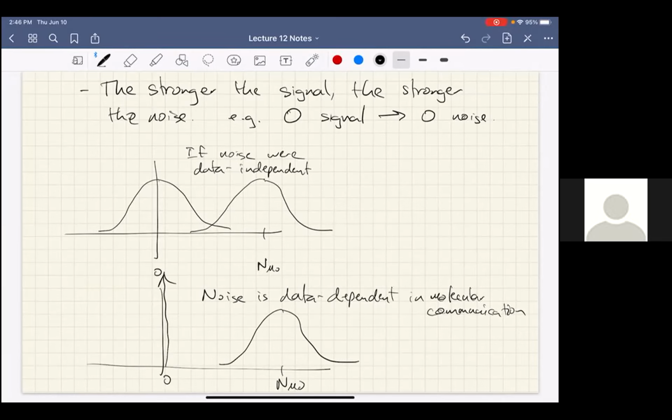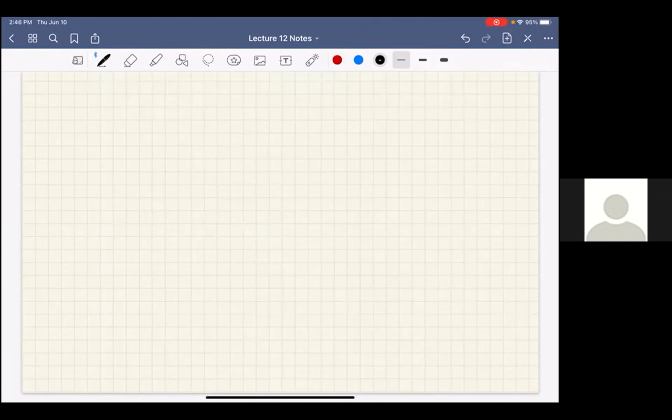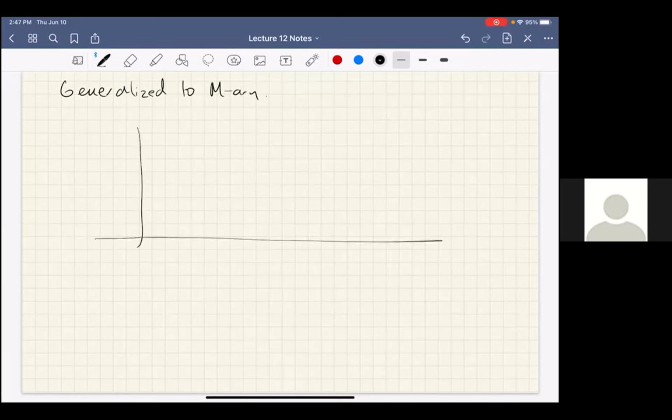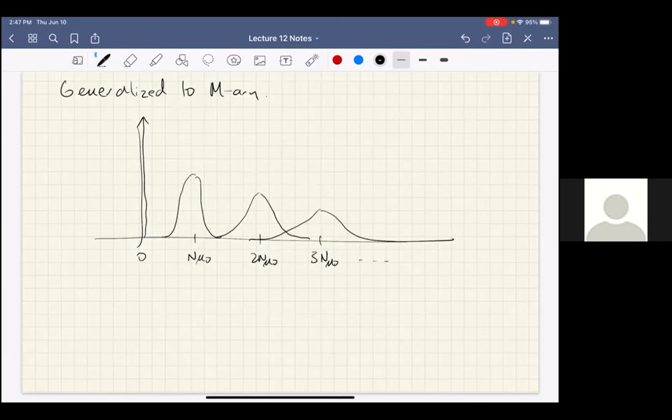And if we generalize this, we might have something like this. So 0, n mu naught, 2n mu naught, 3n mu naught, and so on. At 0, we send 0, we get 0. This is just a delta function at 0. At n mu naught, this is a narrow Gaussian. At 2n mu naught, this is a slightly wider Gaussian. At 3n mu naught, this is an even wider Gaussian, and so on.